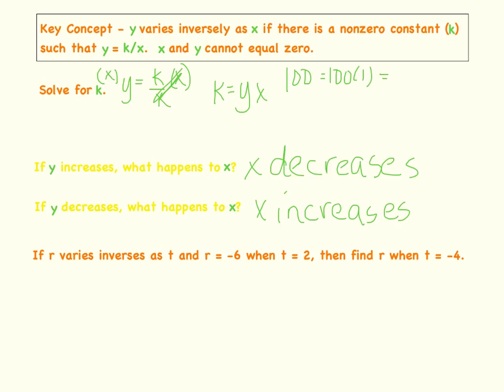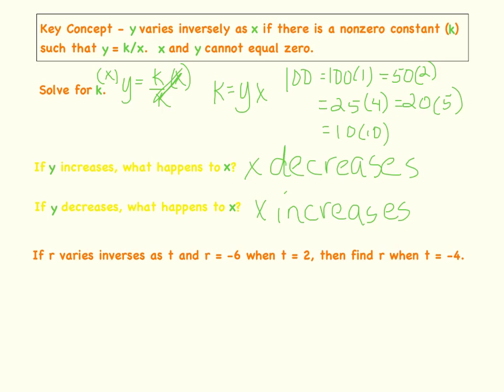Well, now let's look at 50 times 2. What about 25 times 4? And we could do 20 times 5. And let's go ahead and do 10 times 10. Okay, now we can go back and look at what happens to our x values as our y values change.